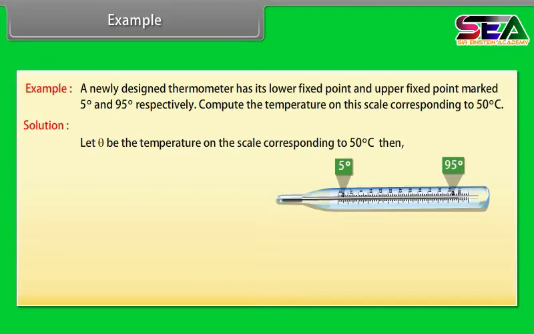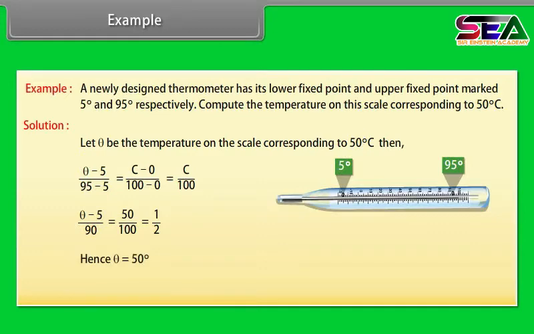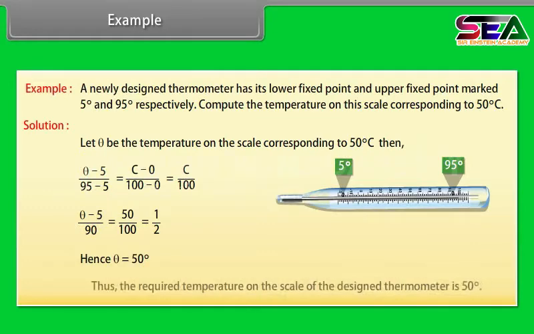Then (theta − 5)/(95 − 5) = C/100. On simplifying, we get (theta − 5)/90 = 50/100. Hence, theta is equal to 50 degrees. Thus, the required temperature on the scale of the designed thermometer is 50 degrees.